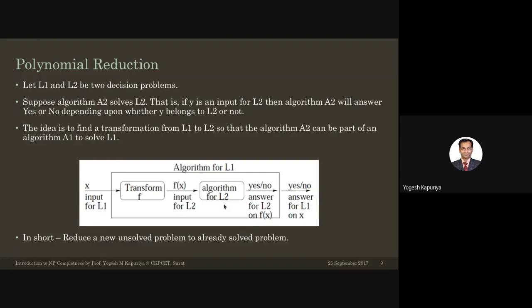L2 is actually a P problem. So you can always have a deterministic answer. So that will also give you the answer for L2. Again, you can have some transformation function on that, and you can get the actual answer for L1. So this is the notion of polynomial reduction. In short, we reduce a new unsolved problem to an already solved problem. Already solved means a P problem, unsolved means an NP problem. So that's what it means.